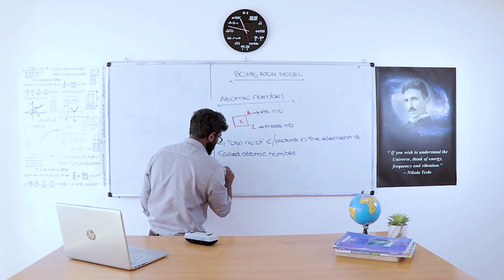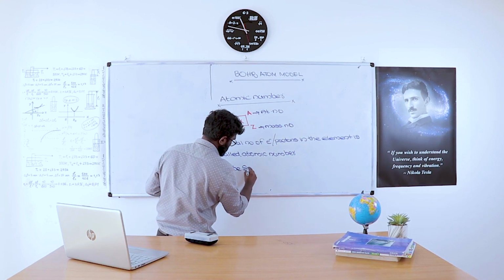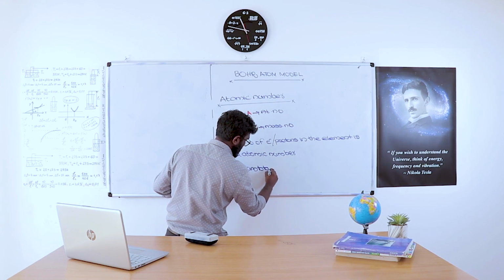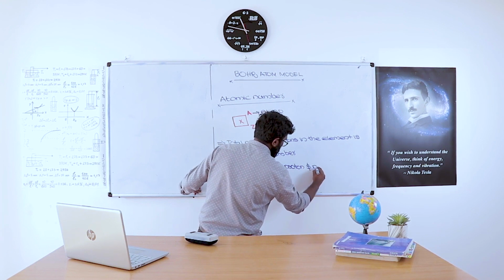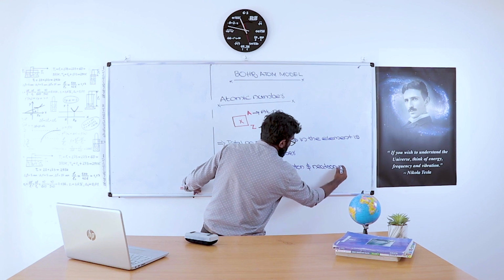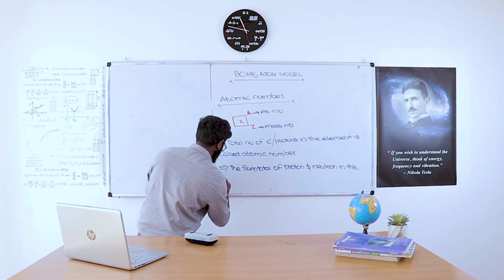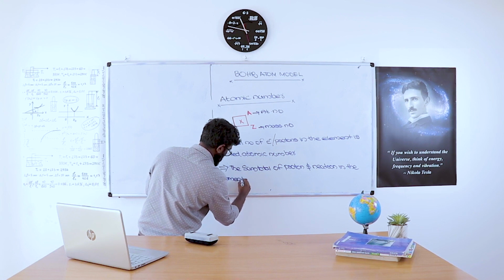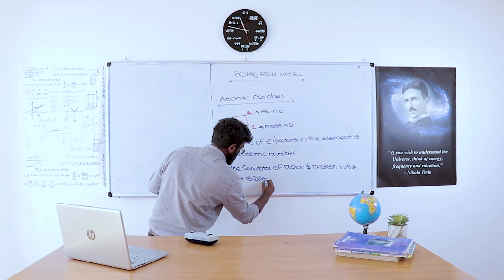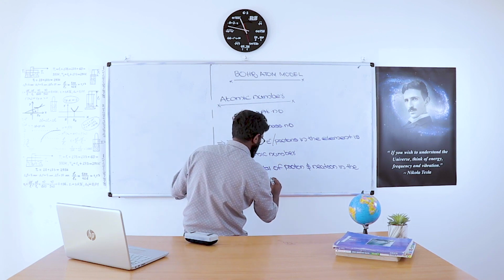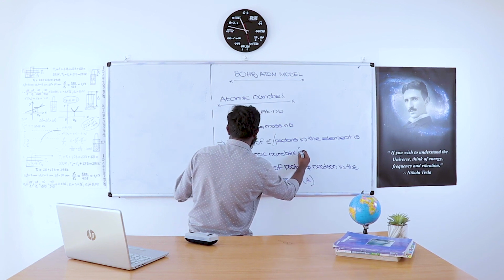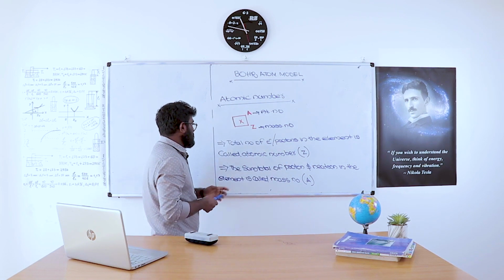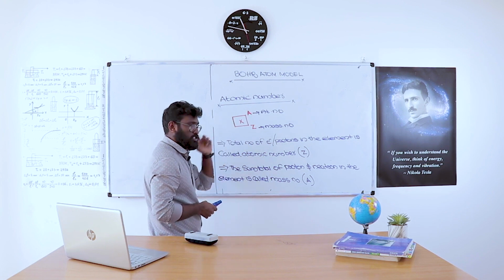What is mass number? The sum total of protons and neutrons in the element is called the mass number, which is denoted by A. And the atomic number is denoted by Z.